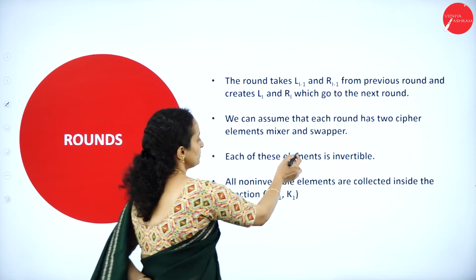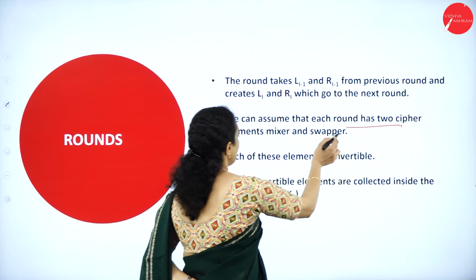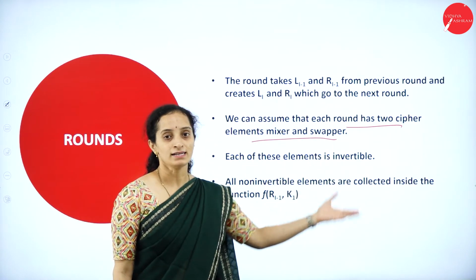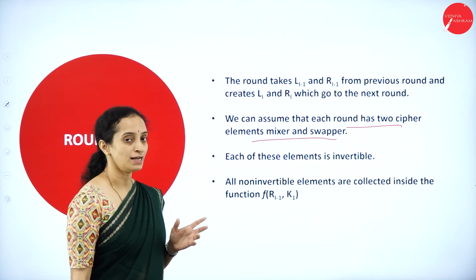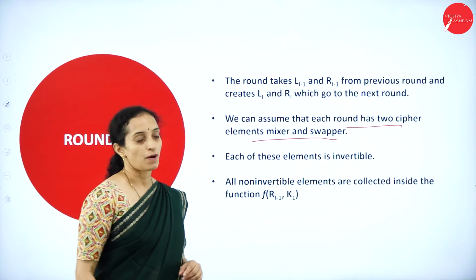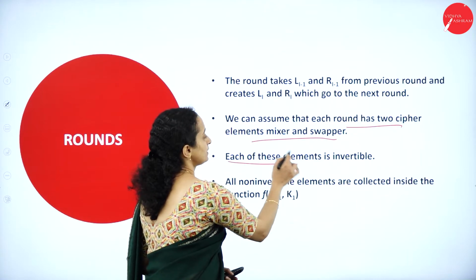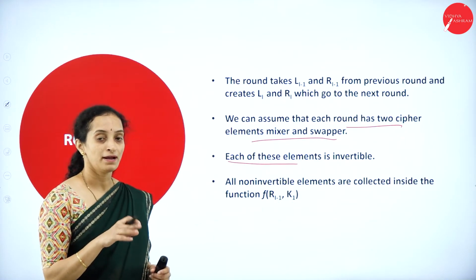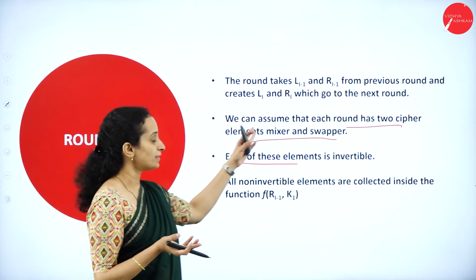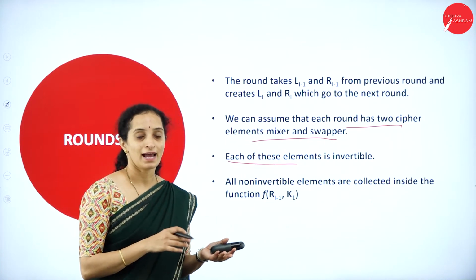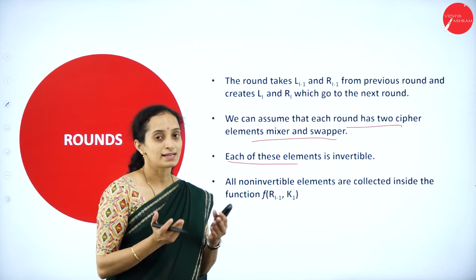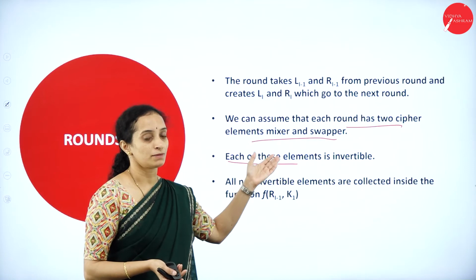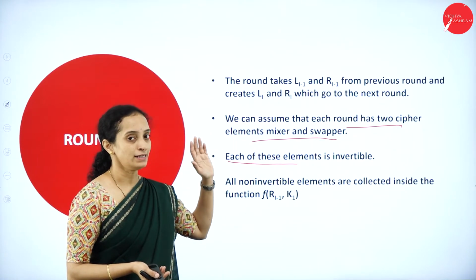We can assume that each round has 2 cipher elements, the mixer and the swapper. First is the mixer and next is the swapper. Each of these elements is invertible. That means you can first swap and then mix, or you can mix and then swap. It doesn't make much difference. We have to follow both methods in any order, mixer and swapper.